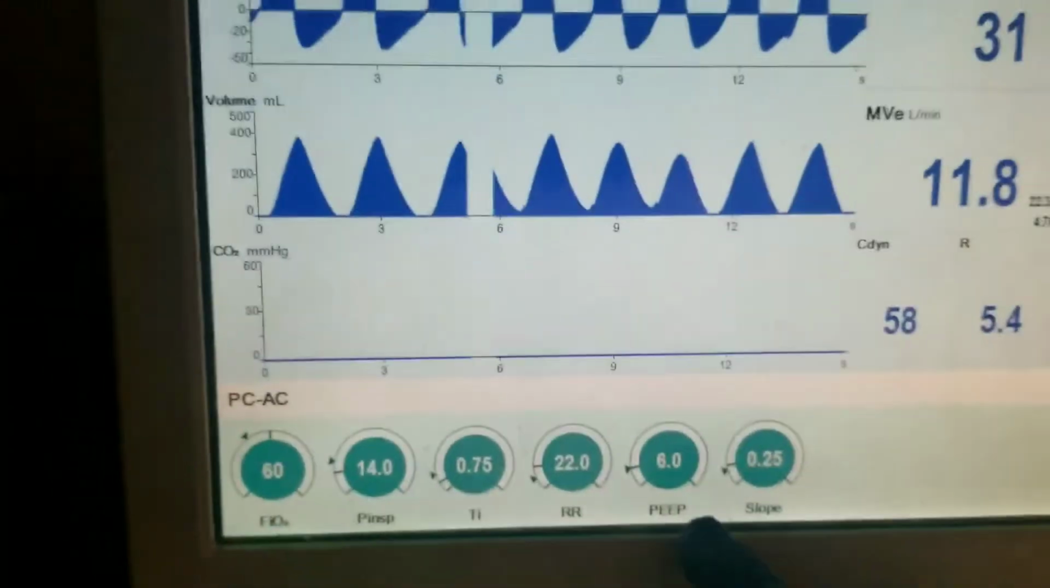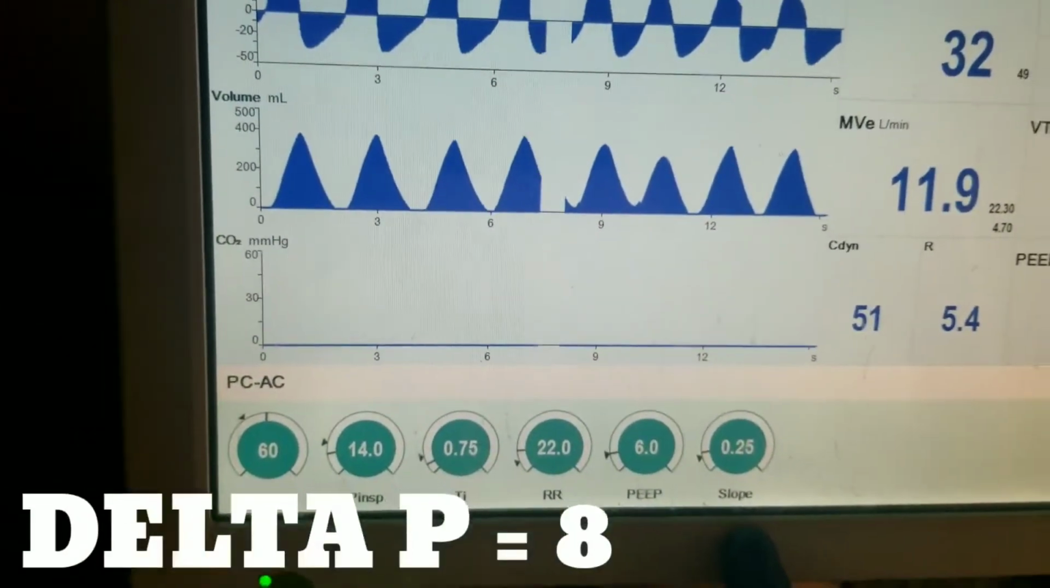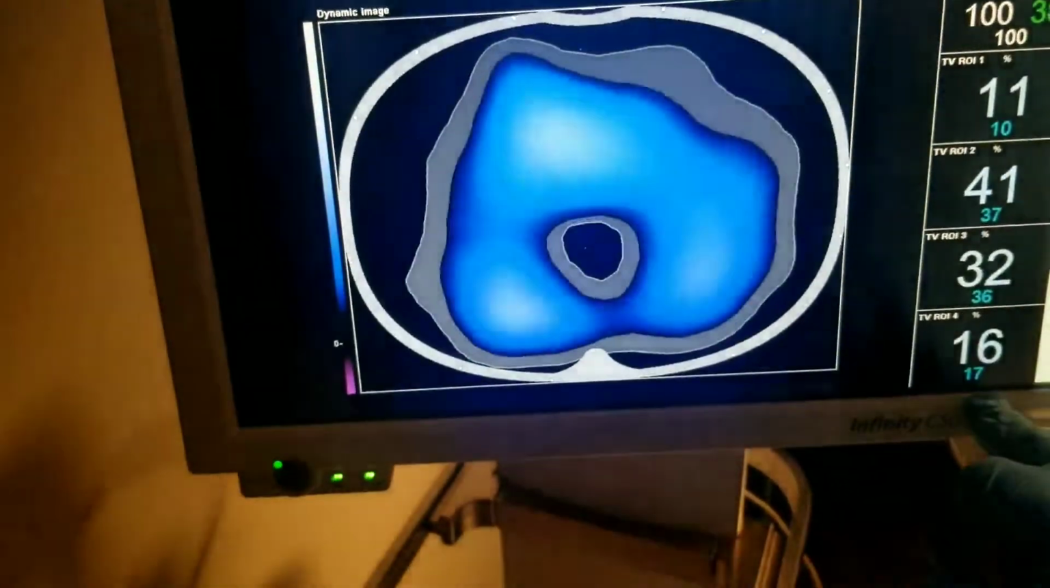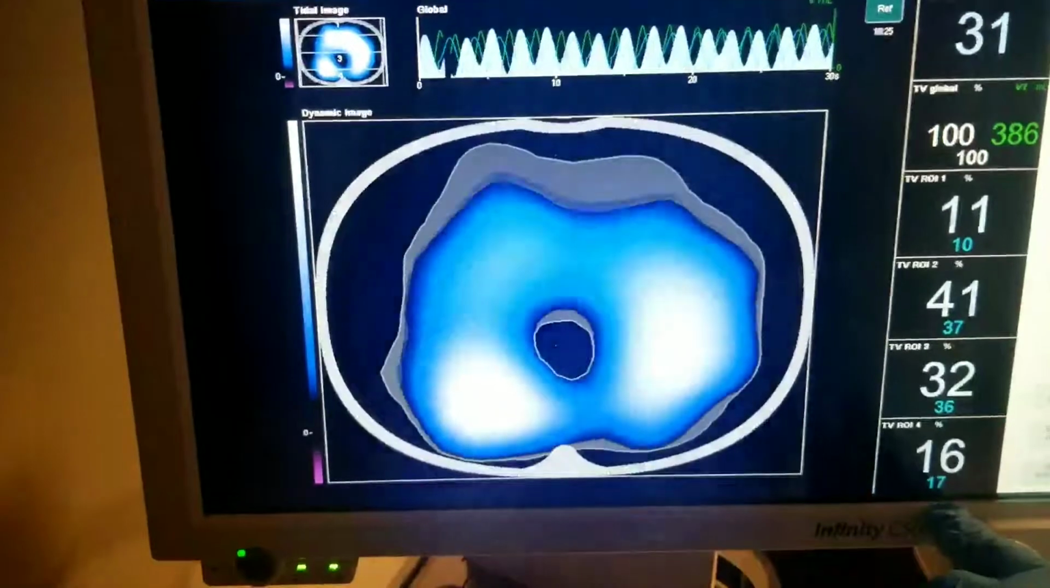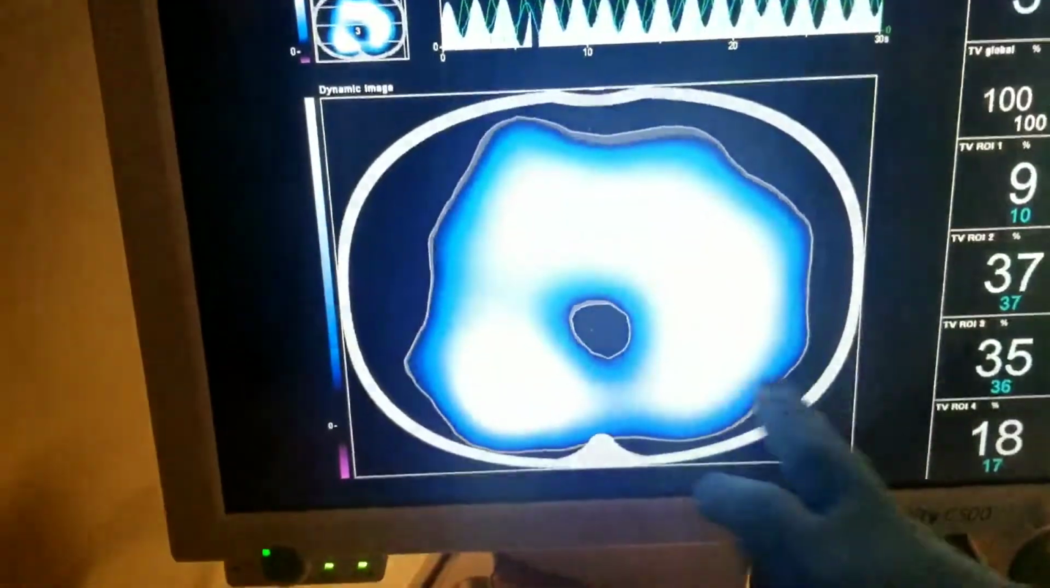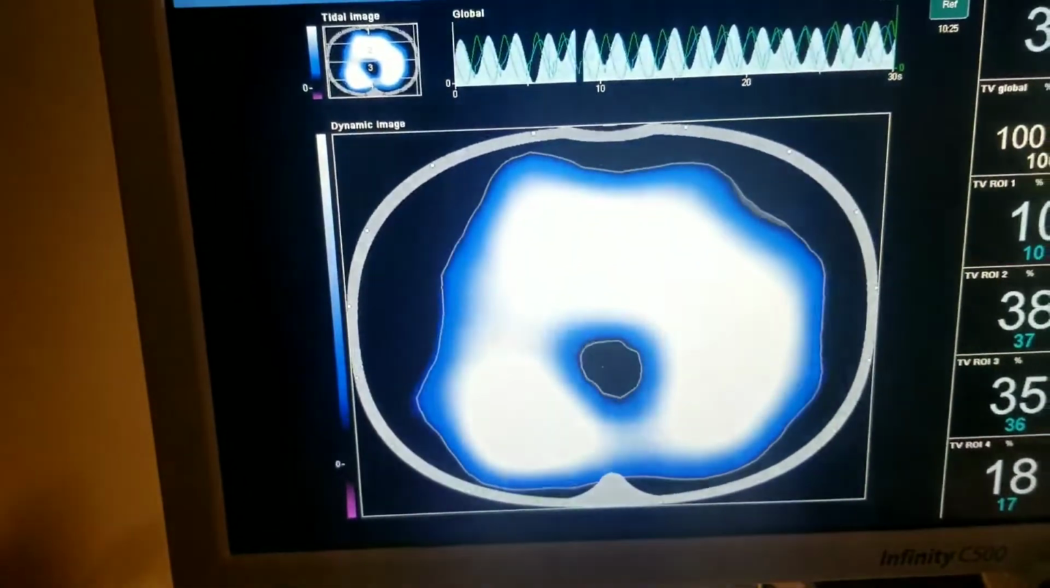All right, we're down to 6. Still at 18 of delta P. All right, so down to 16% here. So PEEP of 14, we had 21%. So definitely less distributed to the dorsal region.